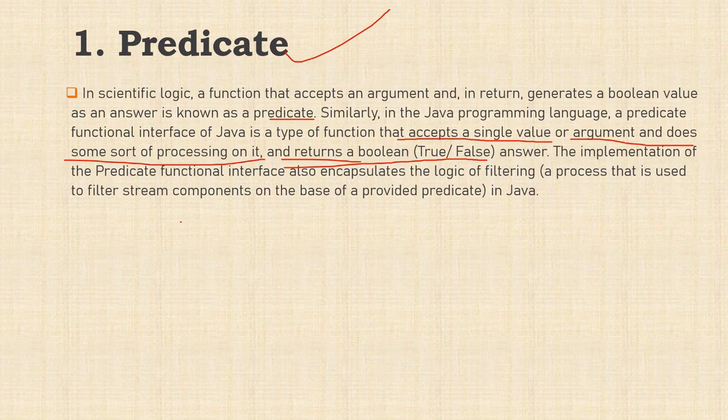The implementation of the predicate functional interface also encapsulates the logic of filtering. Basically we use this concept in Java streams. If you want to filter, then we use the stream.filter method. So this is the example of predicate.